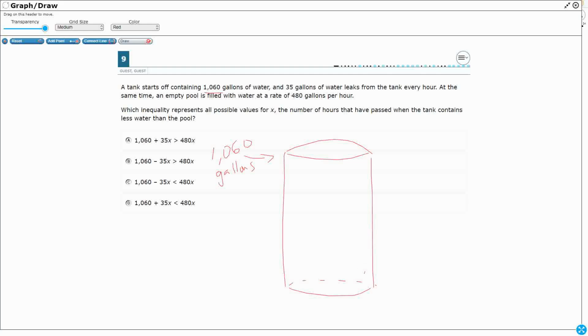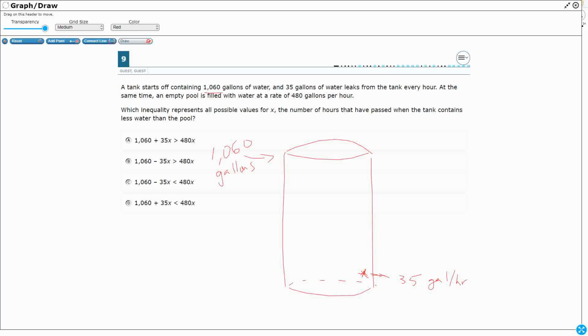Let's say we got a little leak down here, and it's going to leak out at 35 gallons per hour. Eventually it's going to empty out, depending on whether the water level gets to the leak, but that's okay. I don't think we need to calculate that.